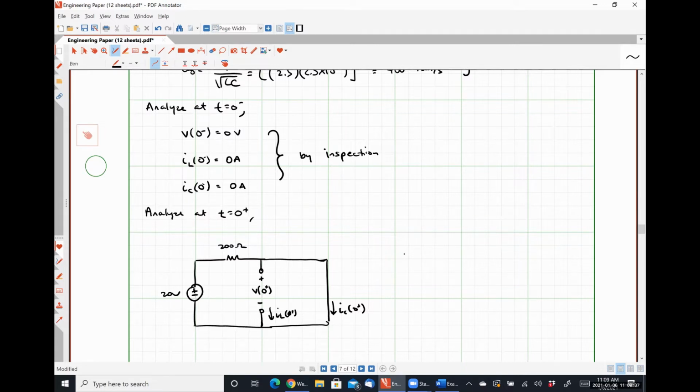V at 0 plus has to be the same as V at 0 minus, because the capacitor voltage cannot change abruptly. And so this is 0 volts. IL at 0 plus has to be the same as IL at 0 minus. So if it was 0 amps, it continues to be 0 amps. IC at 0 plus is allowed to change. So what's it going to be? 20 over 200, so 0.1 amps, right?